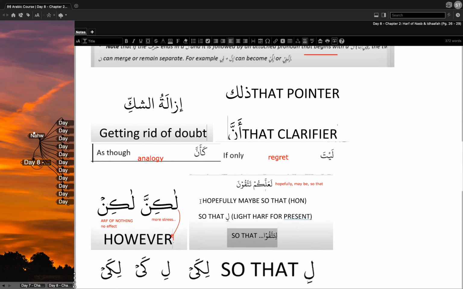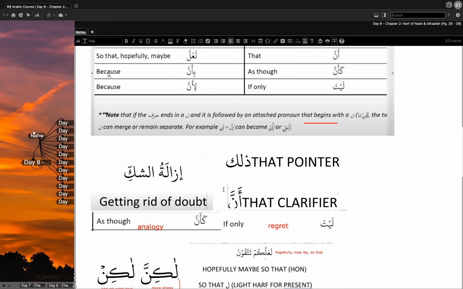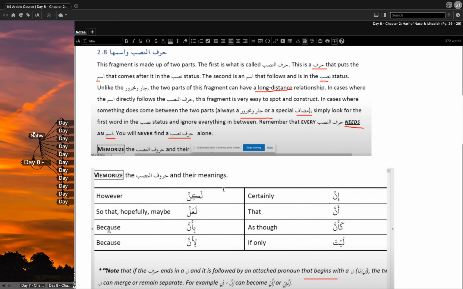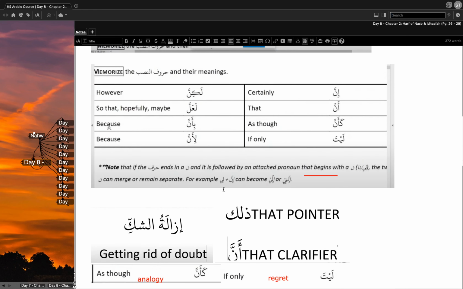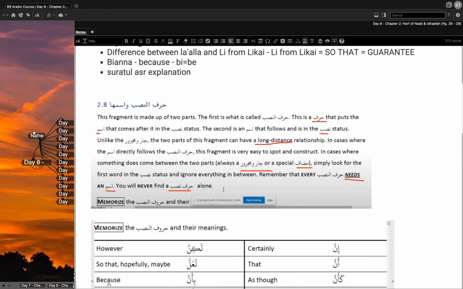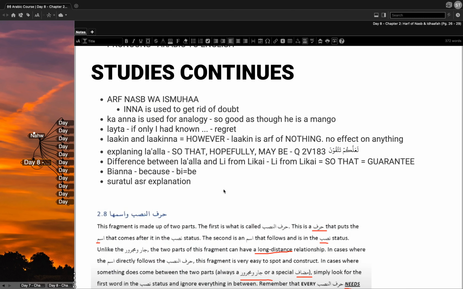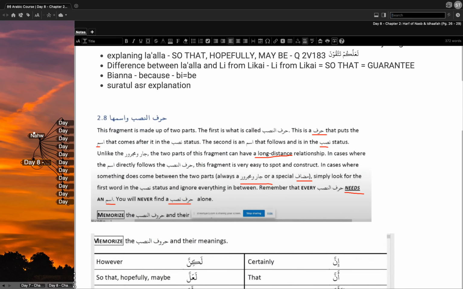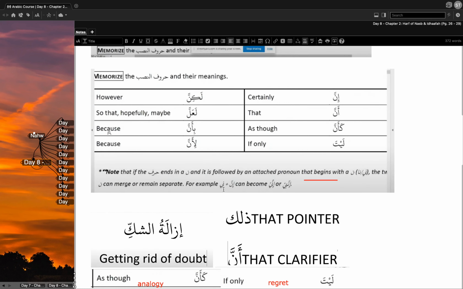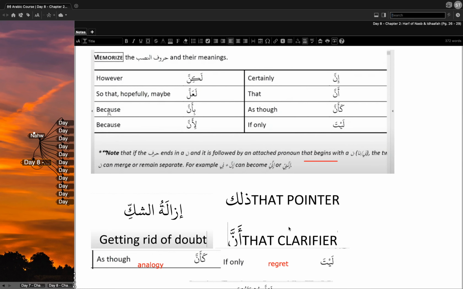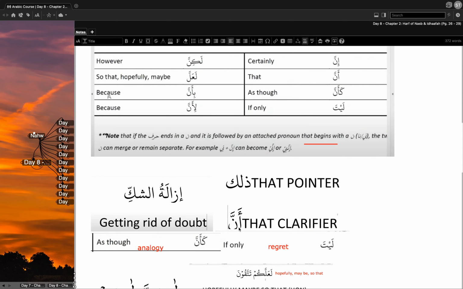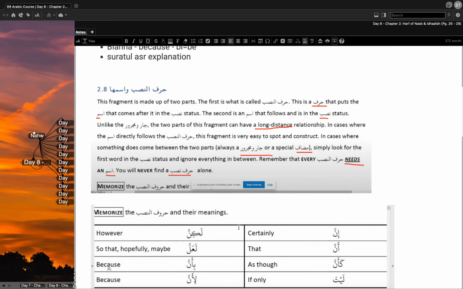Then anna is different from inna, because inna is certainly, but anna is like "that." When you say, "this is the book that," or "that is that boy" — in English we have two kinds of "that." One is to point, and the other is to clarify. The one to clarify is anna. So definitely, yeah.